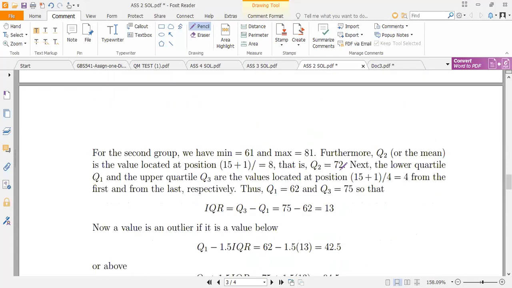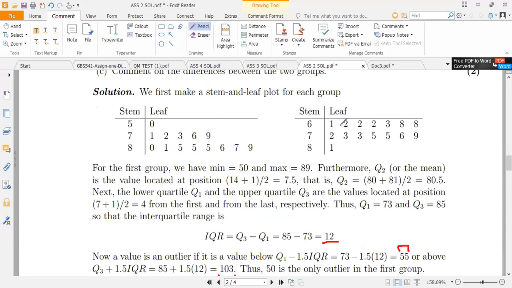So I'm just trying to preempt what you're supposed to do in your assignment. You do the same for group 2: find the quartiles, the interquartile range, and also draw the box whisker diagram. Is that clear? Okay. So I'll end here.